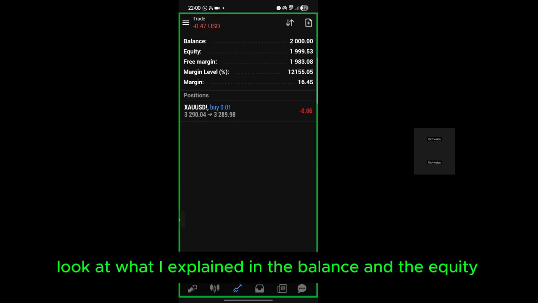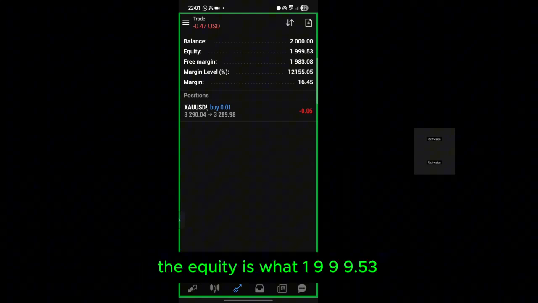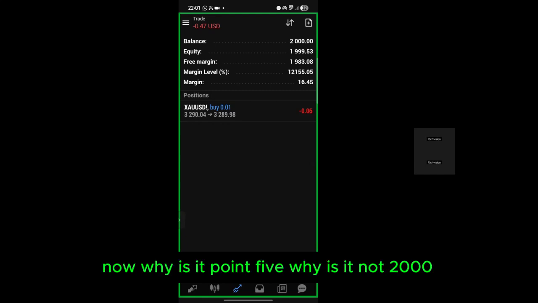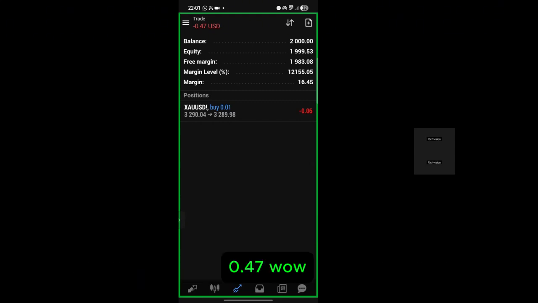Now, look at what I explained in the balance and the equity. Can you see that the balance is 2,000? The equity is what? 1999.53. Now, why is it not 2,000? Because there's a floating loss at the top here of 0.47.